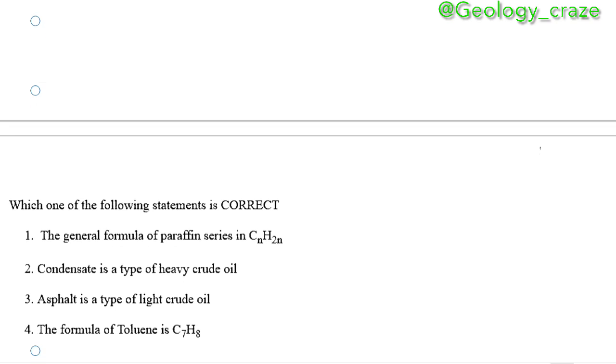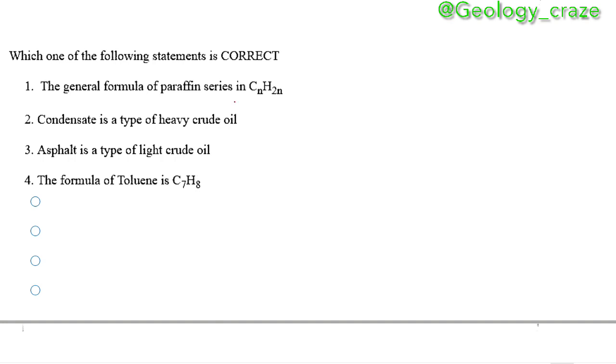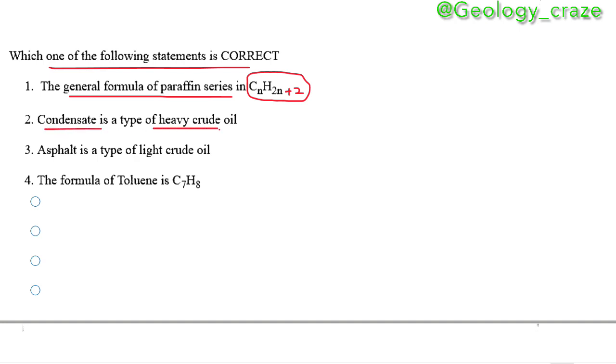So in the next question, which of the following statements is correct? We have to find out the correct one. The first option: the general formula of the paraffin series is CnH2n. Actually, here we have a plus 2 also, CnH2n+2. This is the correct formula. Try to remember this formula for the future.